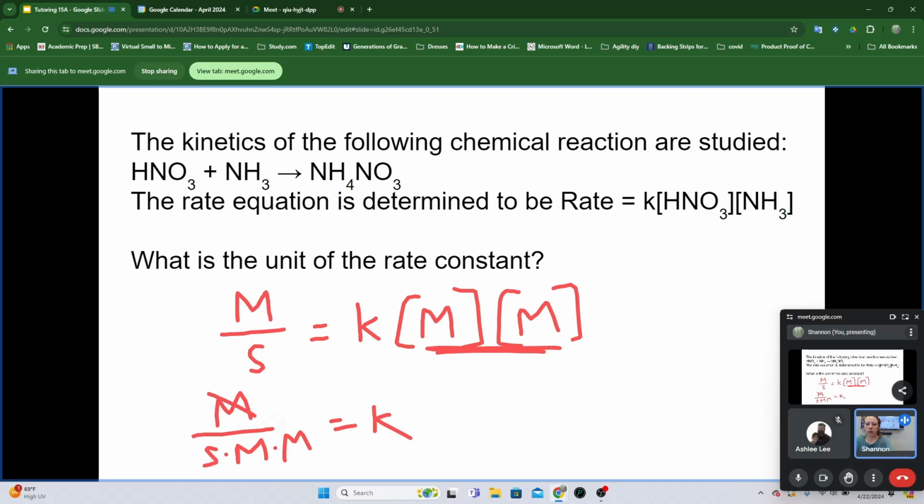So this molarity cancels, and I put a 1 here as a placeholder. And so K equals 1 over, and the traditional way to write this is to put the molarity first. I'm not going to take off if you don't. So 1 over molarity times seconds, but it's not a big deal.